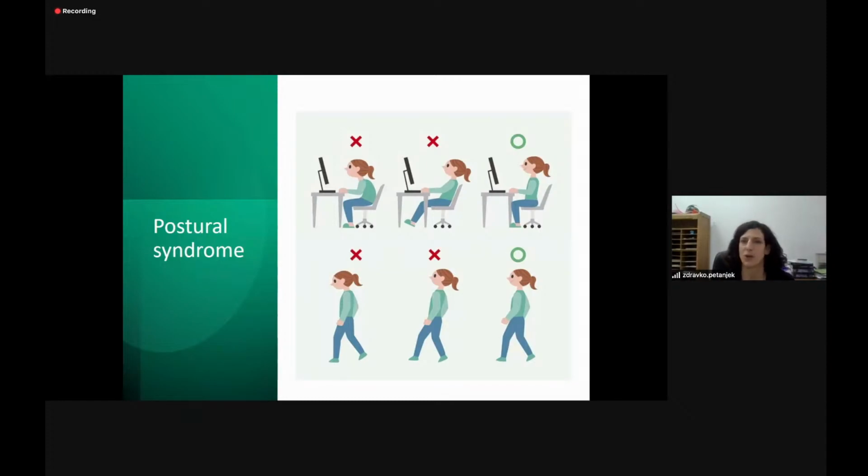What is the most common nowadays is the postural syndrome. It's the easiest to treat, but you have to convince your patient to change his lifestyle a little bit and to start exercising a little bit. It's not easy because you're not going to die from a low back pain, and you have to be really motivated to start some changes in your life.